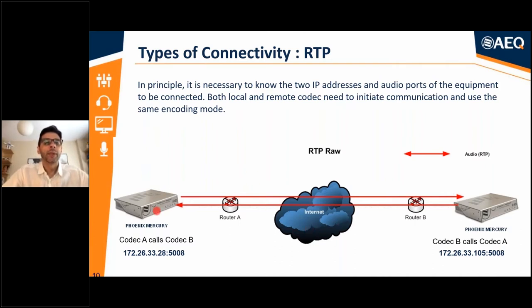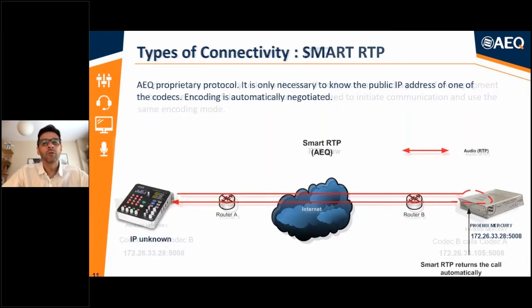But as we noticed that it can be a very powerful tool to make communications, we decided to improve it and made a set of new tools that are incorporated in our audiocodecs for free, of course. We call it Smart RTP, and it's only an option that you check, and then making an RTP call is very easy, because in order to make a call, you only need to call from codec A to codec B using its IP address and port, but the coding algorithm is automatically negotiated.